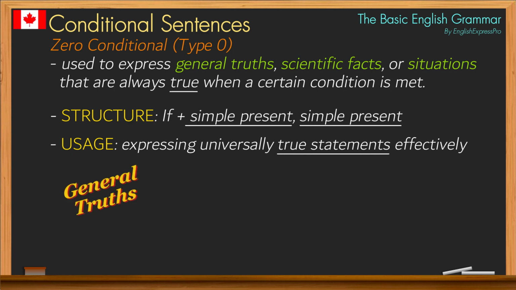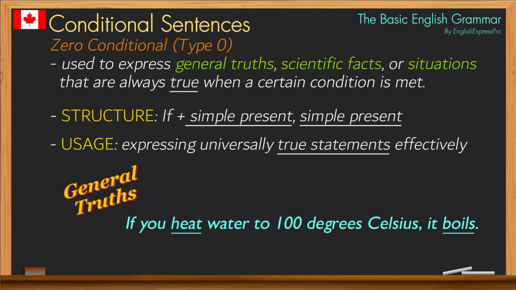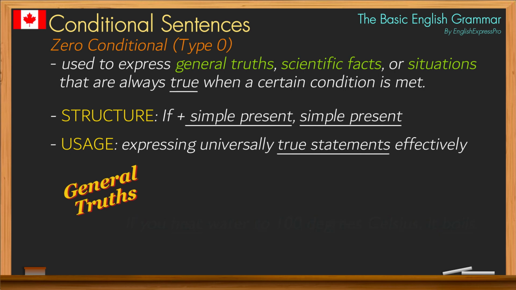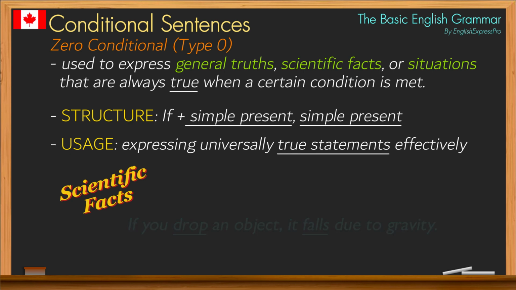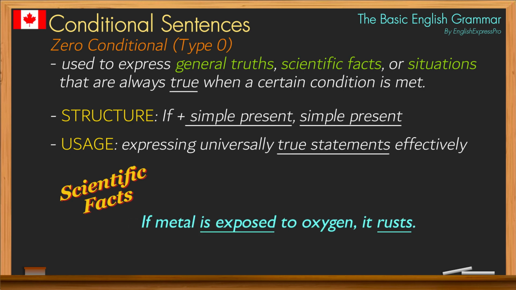General truths. If you heat water to 100 degrees Celsius, it boils. If it rains, the ground gets wet. Scientific facts. If you drop an object, it falls due to gravity. If metal is exposed to oxygen, it rusts.